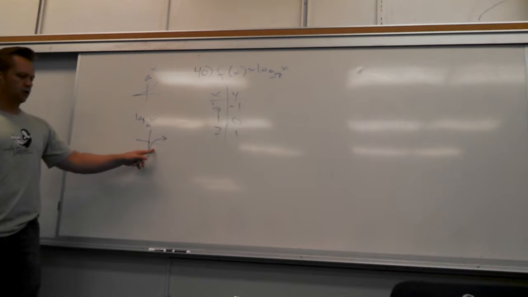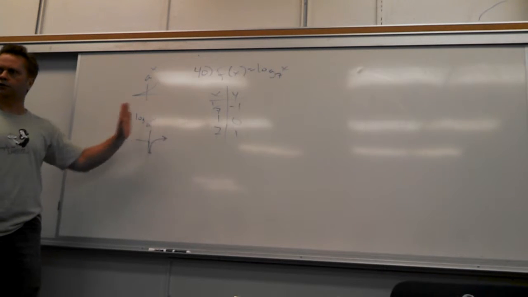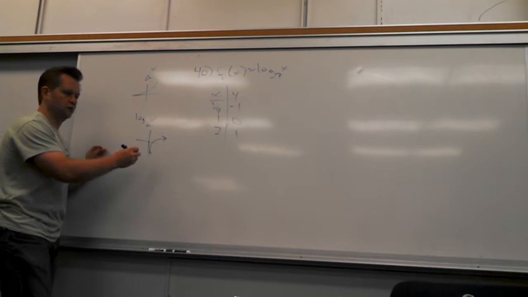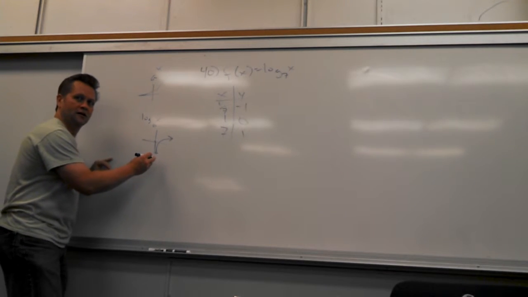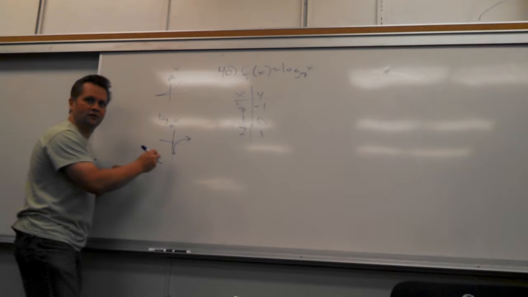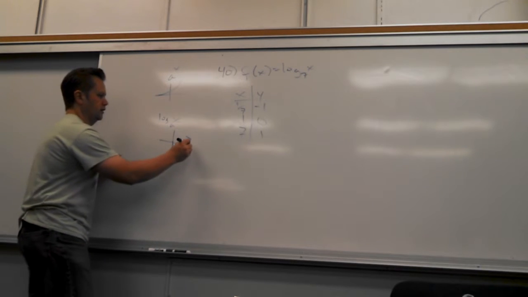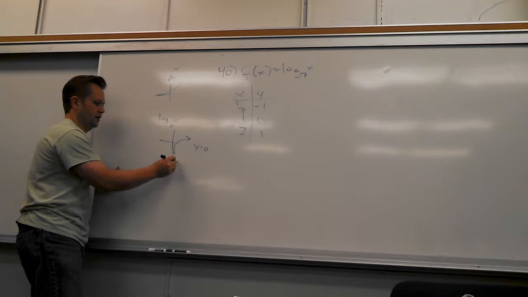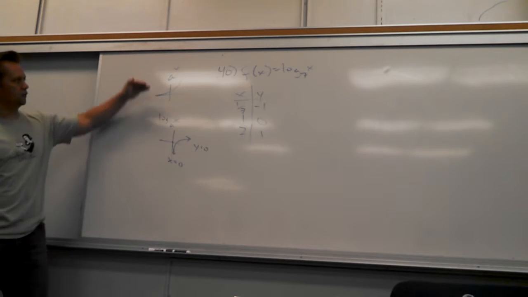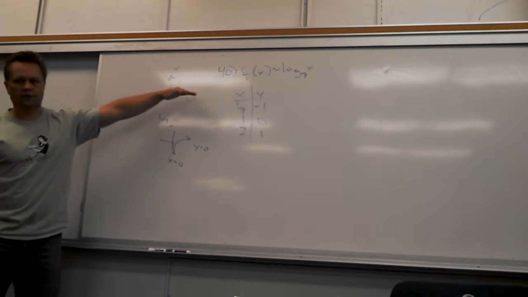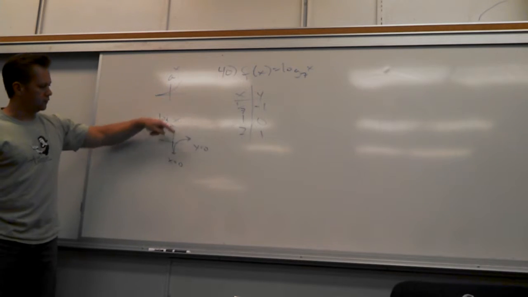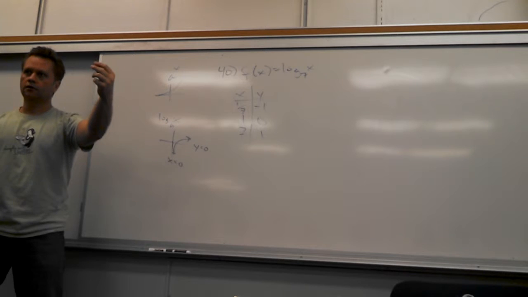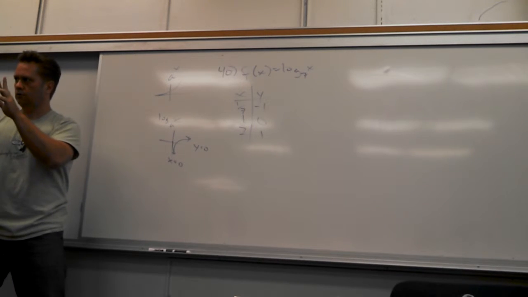So where's the asymptote for a log if it hasn't been shifted around? Yeah, the y-axis. The x-axis is y equals 0. The y-axis is x equals 0. So the asymptote for this is y equals 0, and the asymptote for this is x equals 0, which makes sense because what does an inverse do? Switches the x and y.